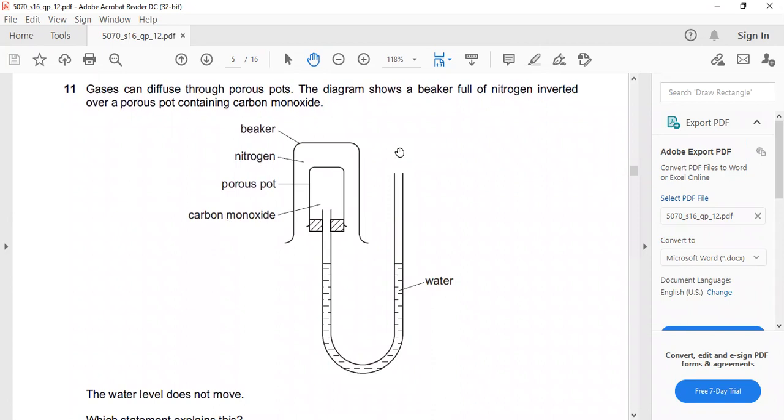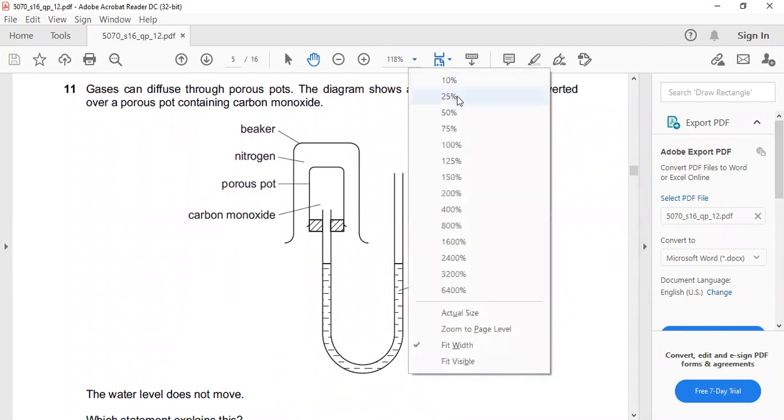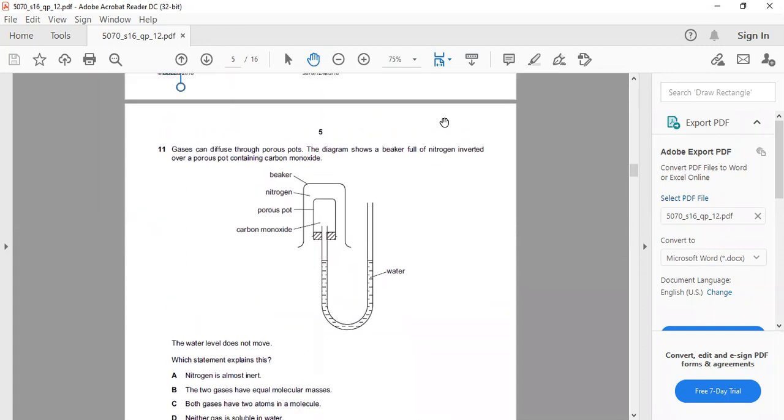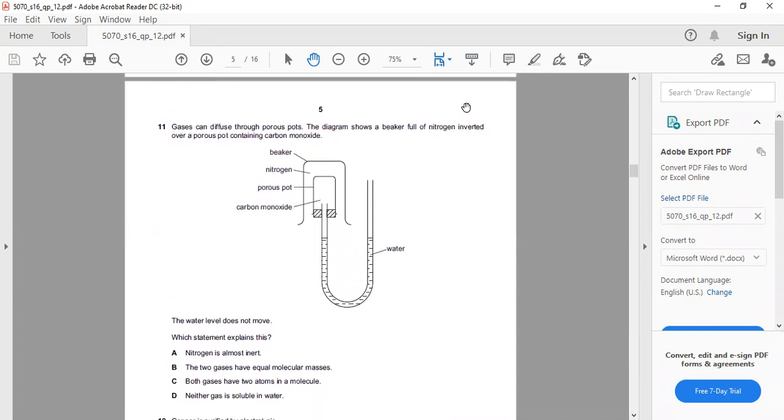Question 11 is about diffusion. First, look at the apparatus very carefully. It's a very frequently asked question. Nitrogen is here, and you have a porous spot. The water level does not move. It means both inside and outside have the same molecular mass. Nitrogen Mr is 28. That means the same density, which is why the water level does not move.